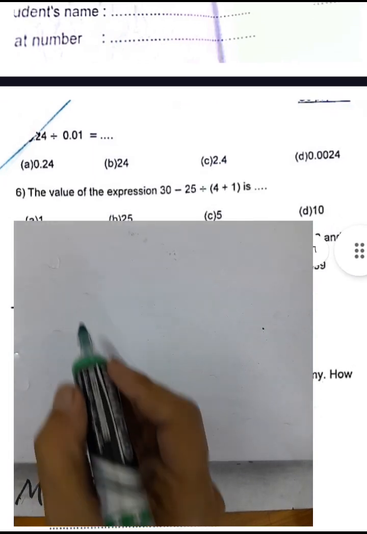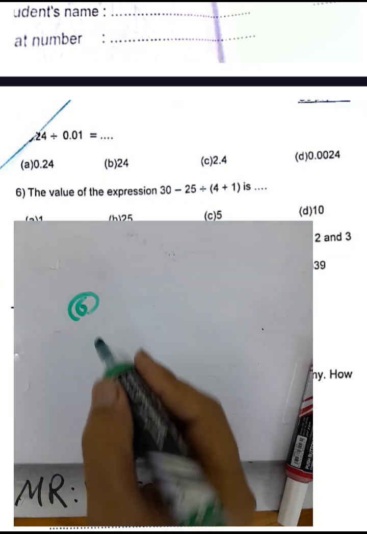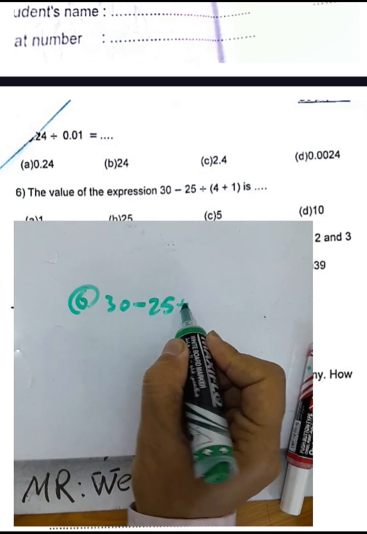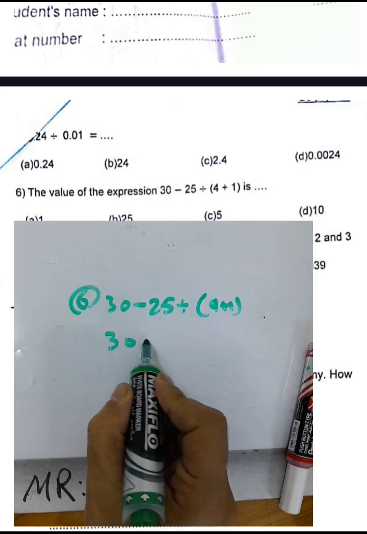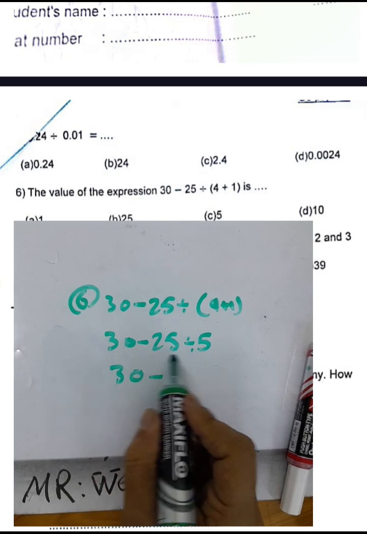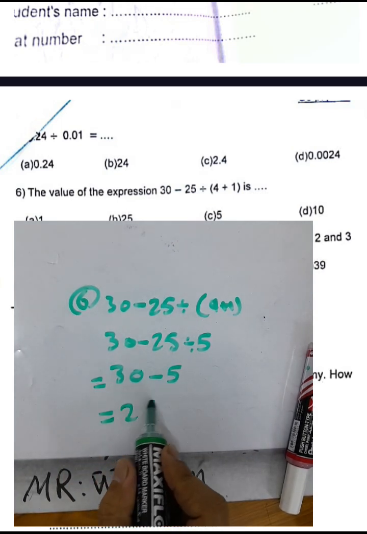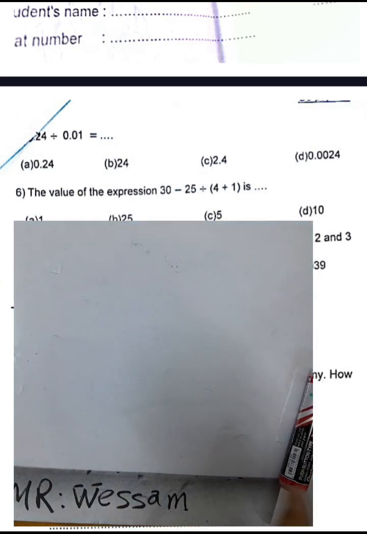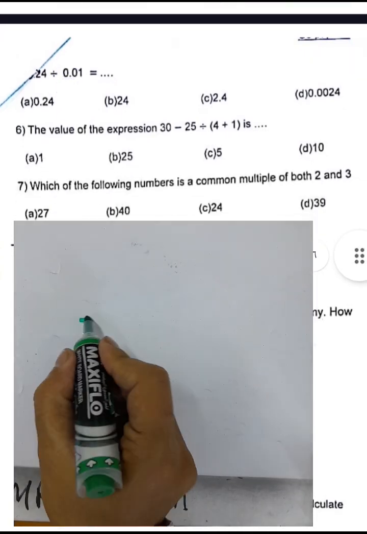Question 6. The value of the expression 30 subtract by 25 divided by 5, right? 30 subtracted by 25 divided by 5 equal 5. 30 subtracted by 5 will be 25. Question 7.